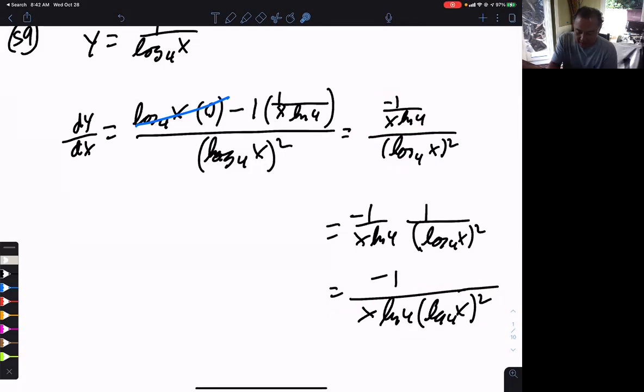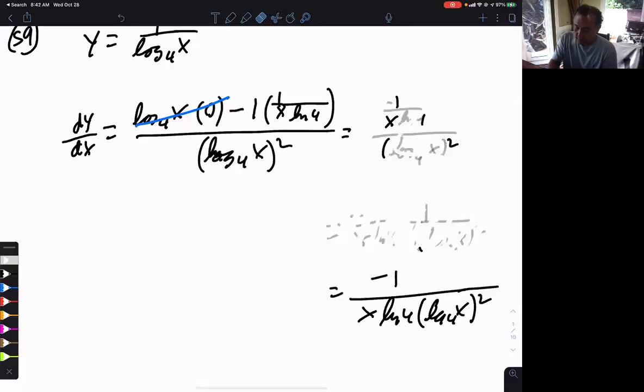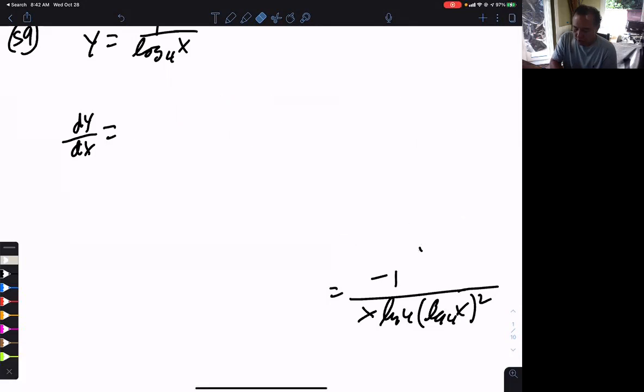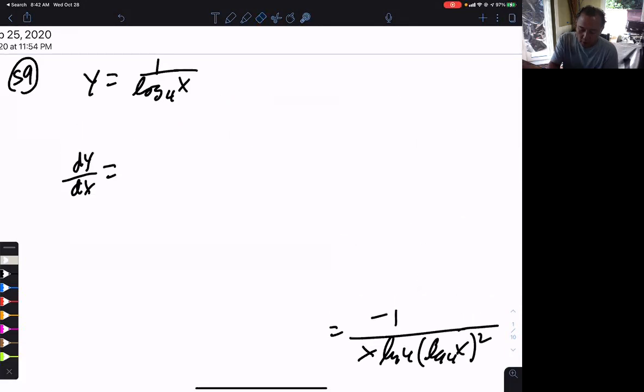Let's take a look at another method that you might find better. So this time, we're going to rewrite this. Here's a secret that I've told you before. You should never use quotient rule when one of your things is a constant. Now you don't see it, but there's a 1 power on that. So we can rewrite it, move it to the top, and it becomes log base 4 of x to the negative 1 power.